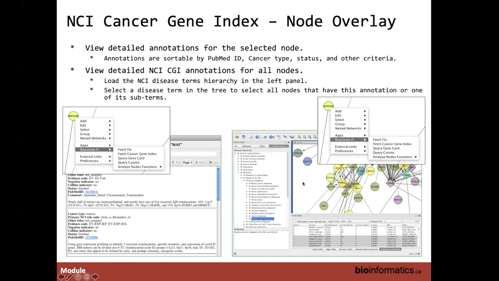Now, alternatively, you can apply these annotations to all the nodes within the diagram. Slightly different feature here. You will go to ReactMFI, and then you will select. Apologies, I've used the same image. But the point is, I should have actually changed this selection. There is a way to select the Cancer Gene Index for all nodes. And you'll get a hierarchy of the diseases in the NCI Cancer Gene Index here. And as you click on individual disease topics or disease terms, the corresponding nodes in the network diagram that have these annotations will be highlighted in yellow.